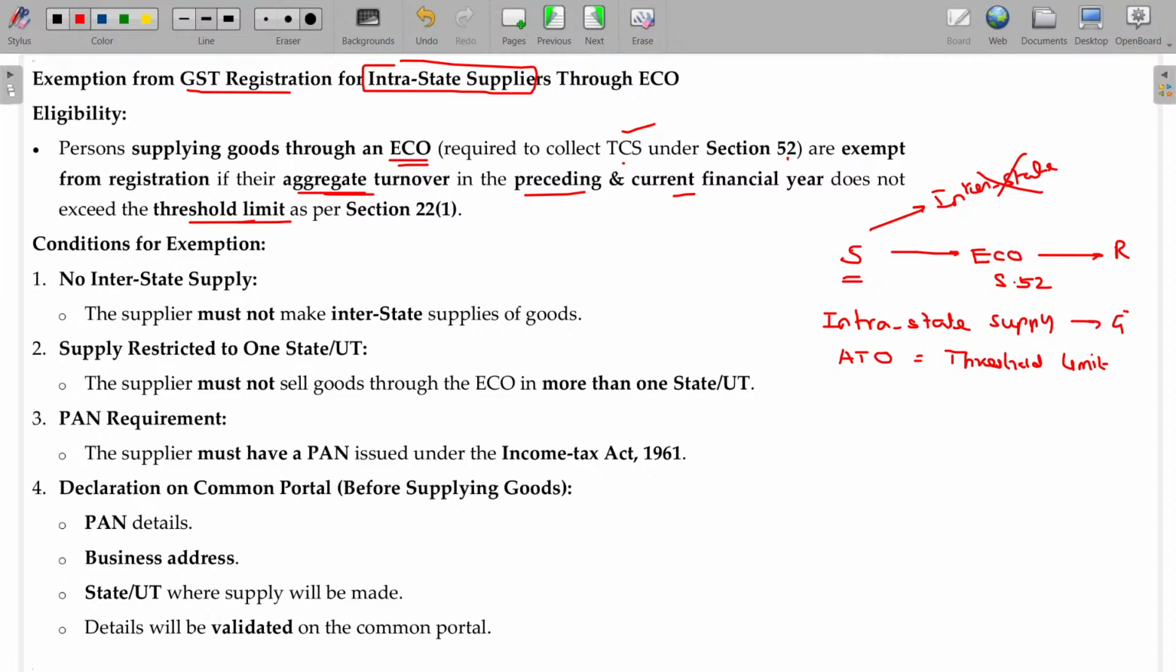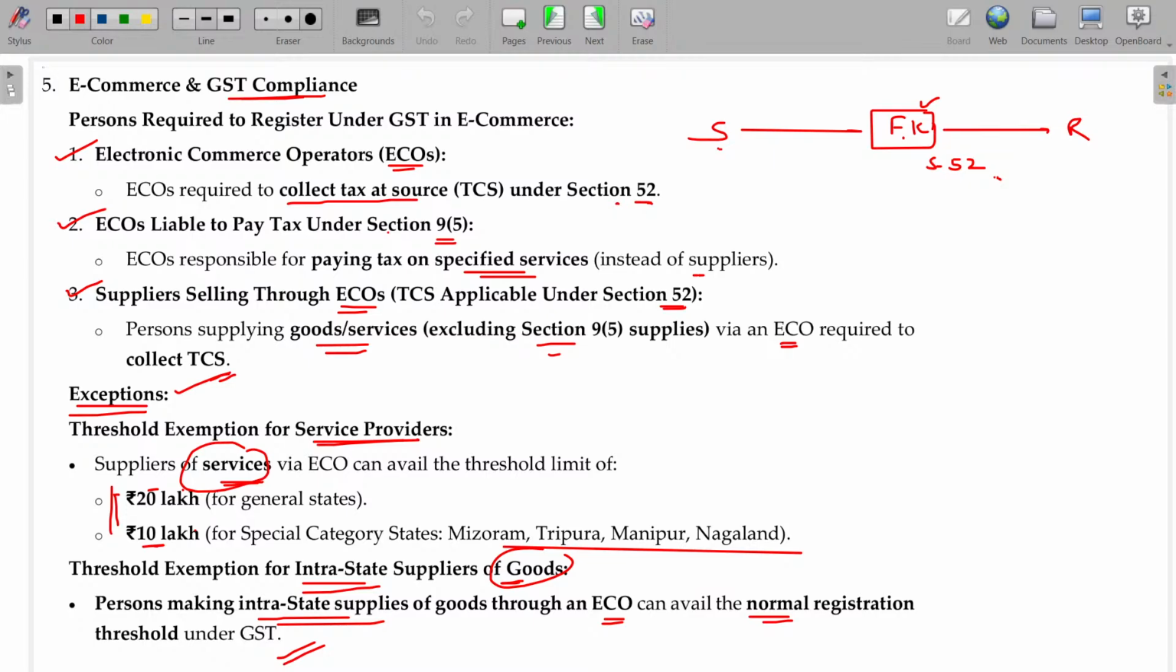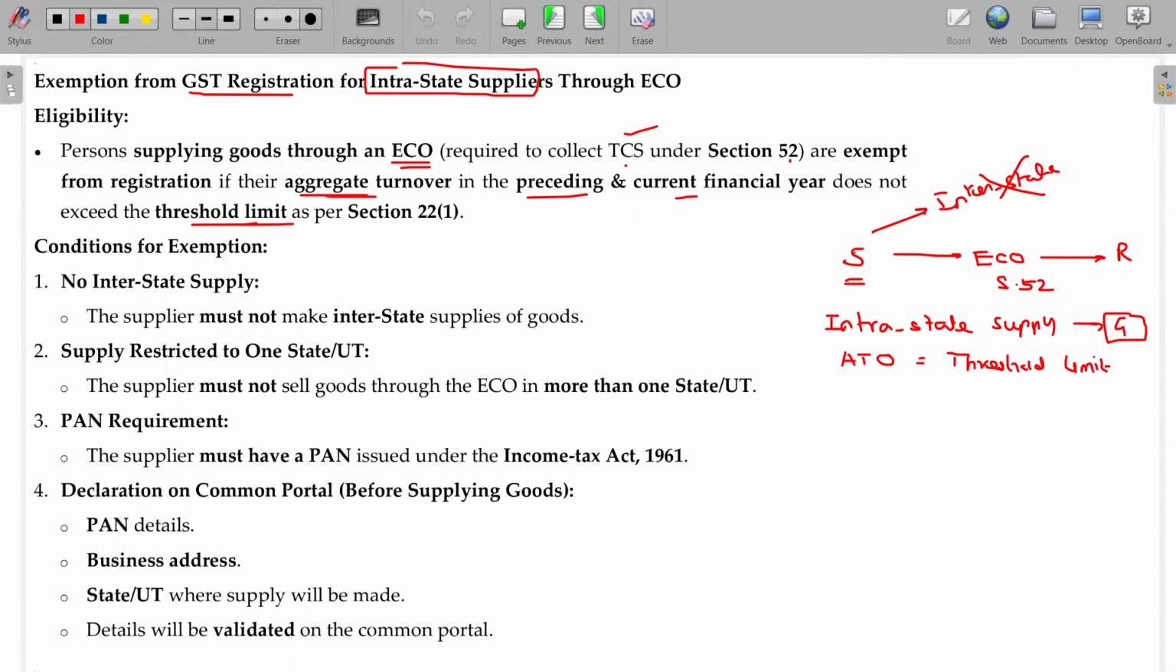What about this one? Goods. Here we have seen services, no problem. In case of goods, this will be available only on satisfaction of these conditions. Conditions for exemption: he should not have any interstate supply. The supplier must not make any interstate supply. Second, supply restricted to one state or one union territory. Both are the same, you know. The supplier must not sell goods through ECO in more than one state.